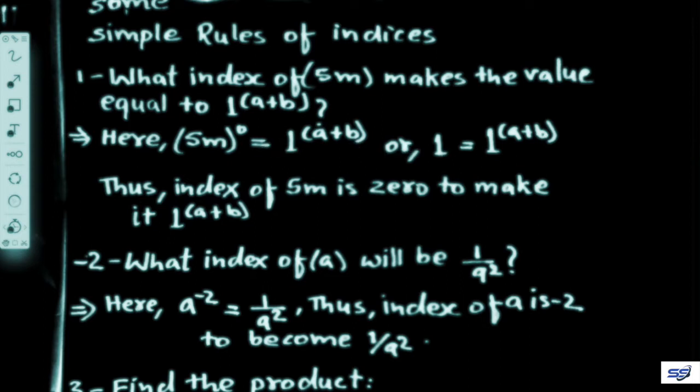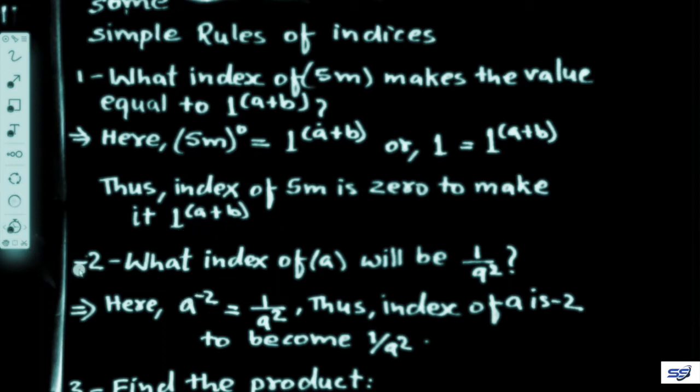We can also say that if any number has power 0, it tends to 1. 1 equals anything power 0. Let it be a, b, c, d, anything. If the power is 0, we assume that it is 1. So here 5m power 0 equals 1 power a plus b, that is 1 equals 1 power a plus b. In this way we can say that 5m makes the value equal to 1 power a plus b, that is 0. Thus we can say that the index of 5m is 0 to make it 1 power a plus b.